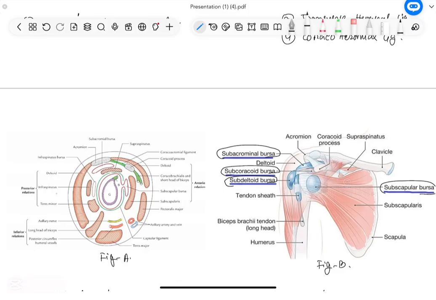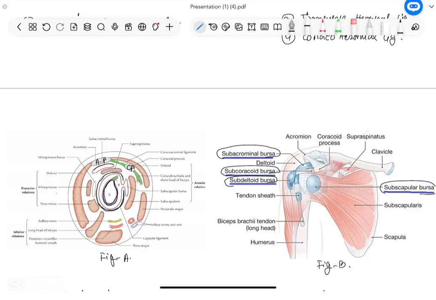On figure E, you can see the cross section of the shoulder joint, and here again we can understand all the bursa. First of all, just remember this is the acromion process, this is the coracoid process, this is the glenoid cavity encircled by the glenoidal labrum, and this green color is the capsule of the shoulder joint. This is important for us.